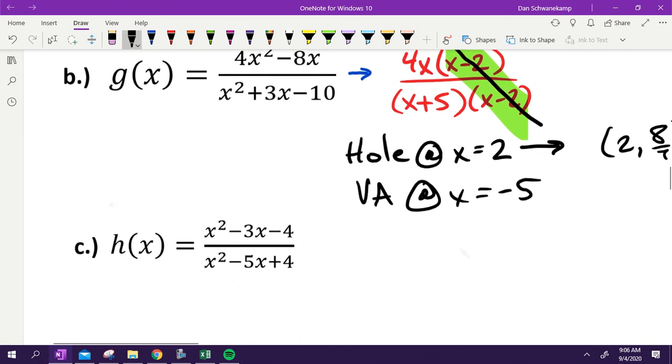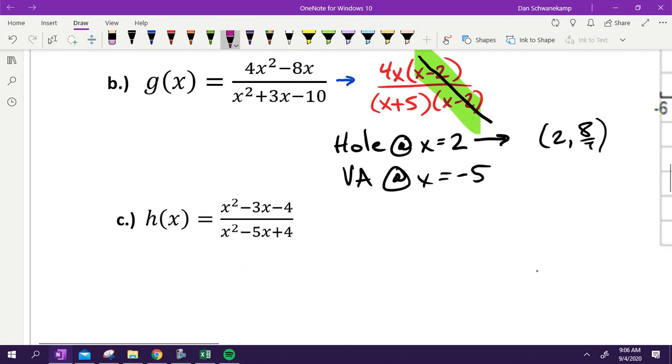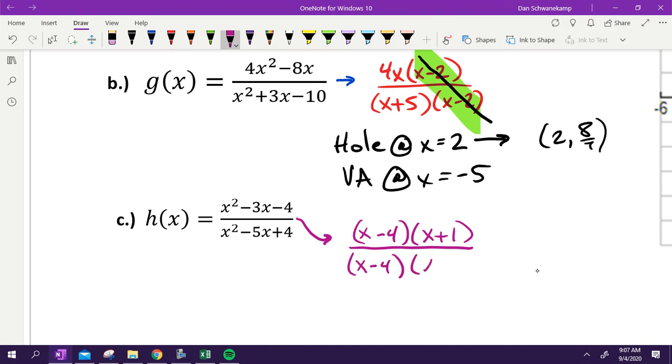Okay, let's do one more. Letter C, we are going to factor and solve here. Annika, what can we factor the top of this into? X minus 4, x plus 1. Great. What about on the bottom? Lovely. So we factored that out.